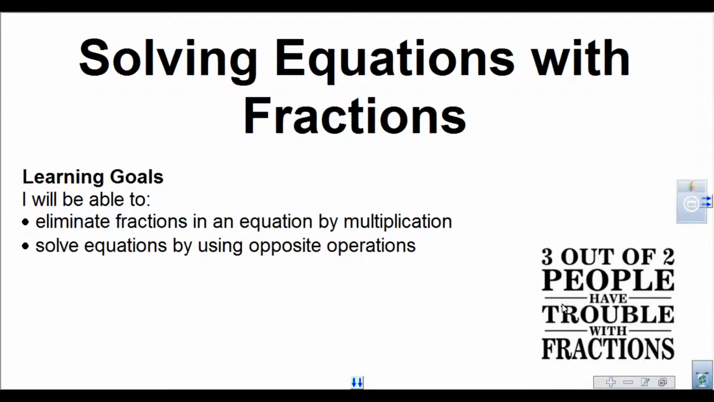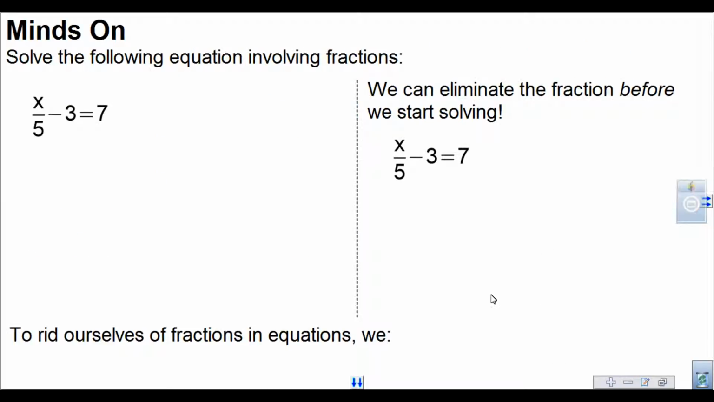Hi, this video is going to cover solving equations with fractions. So the learning goals for this video are to be able to eliminate fractions in an equation by multiplication, and then to solve equations by using opposite operations. So we're going to solve the same equation twice using slightly different methods, but they're very similar. So let's just take a look here.